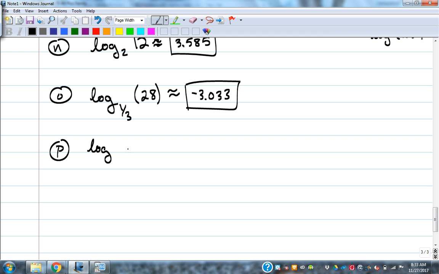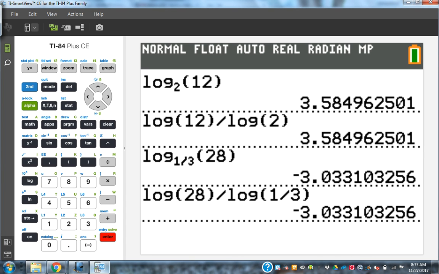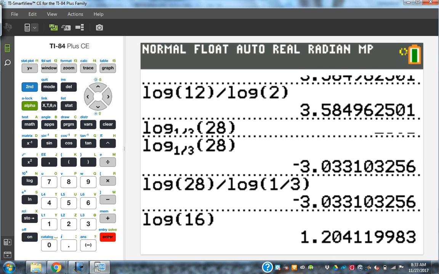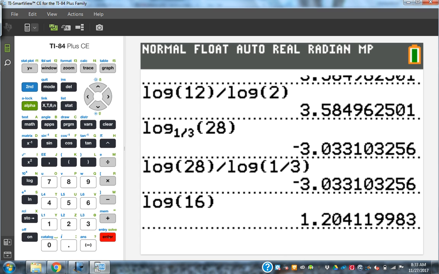Log of 16. What log base is that? 10. You've got a log base 10 button on your calculator. It's that one right there. It says log. That's log base 10. So we don't have to do the log base. You could go ahead and manually type the 10 in there, but you don't have to if it's log base 10. 1.204.